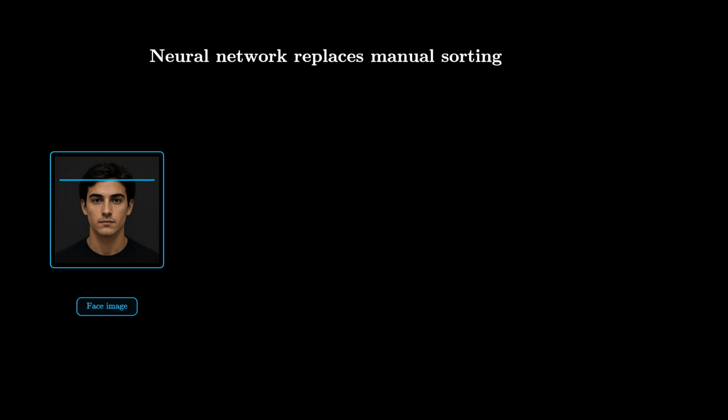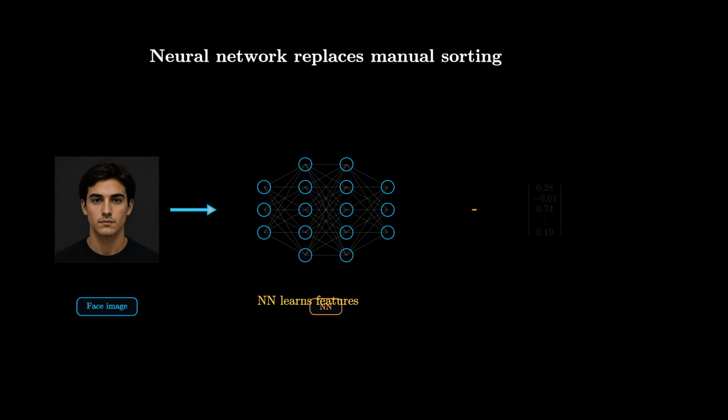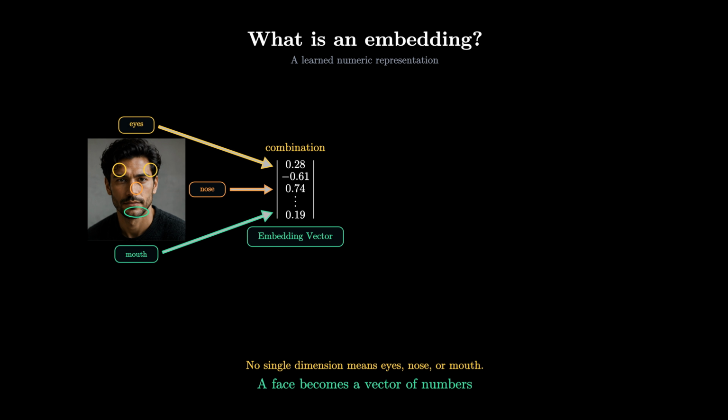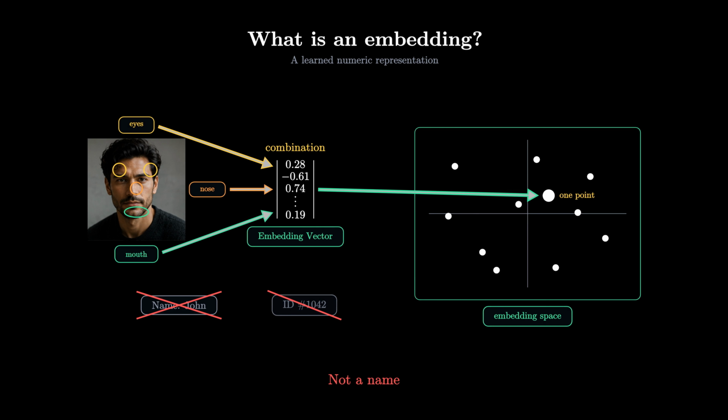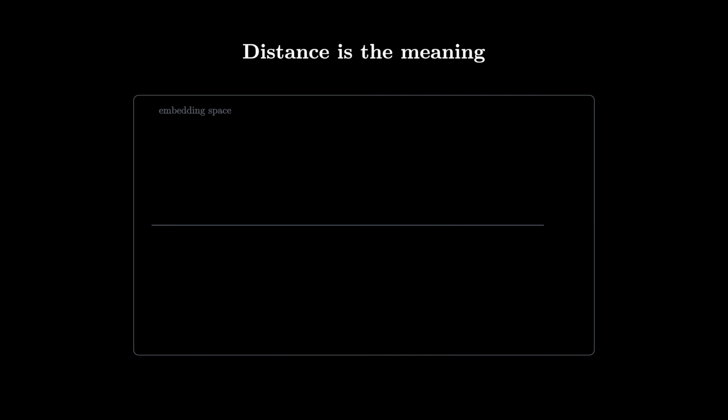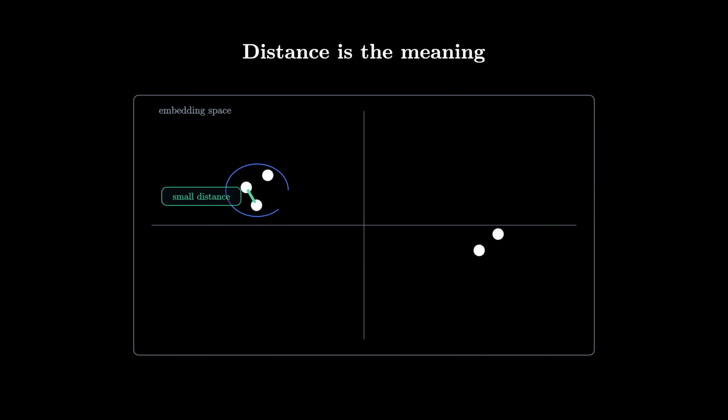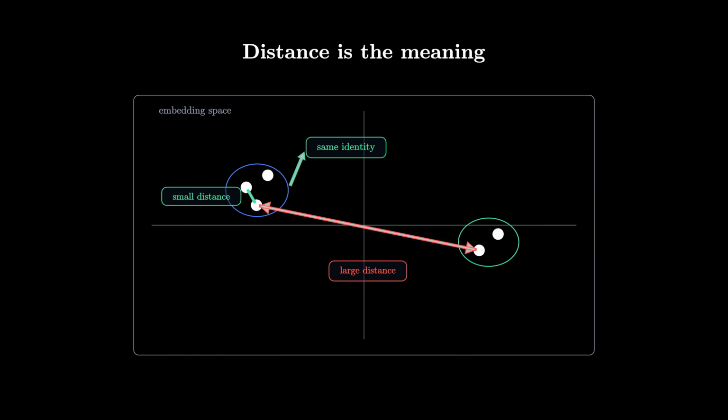Each face passes through the network and becomes an embedding, which is a point in a high-dimensional space. What matters is not the absolute position of each point, but the geometric relationship between points. The closer 2 embeddings are, the more likely the 2 faces belong to the same identity.